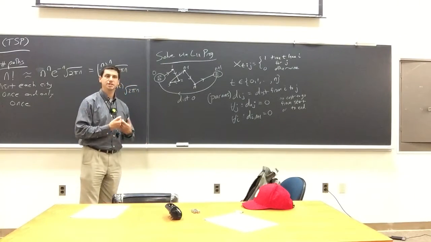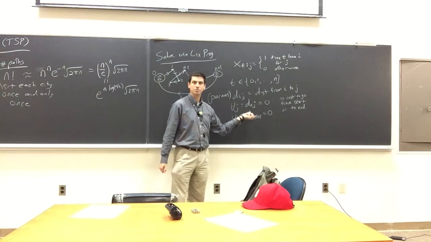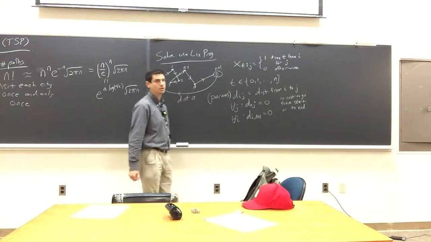Now, in some sense, all the cities are equivalent. And then we just put some special constraints on the parameters. I think it's just a nice way to code it.